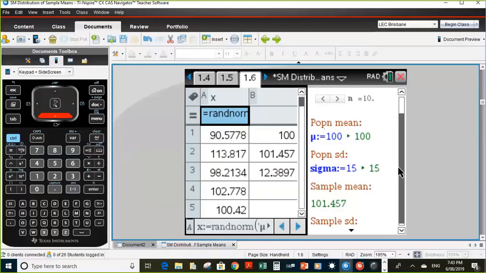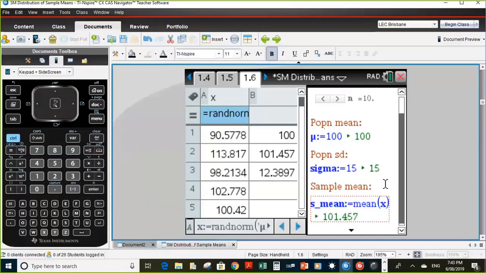And what's happened in these last two math boxes is we have a calculation for the sample mean and also the sample standard deviation. So if I open up the math box there, I've assigned S_mean to be the mean of X. So it's the mean of those 10 values that you can see in column A of the spreadsheet. And that comes out in this instance to be 101.457.